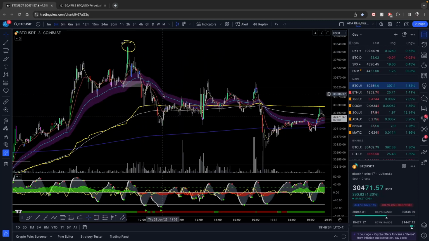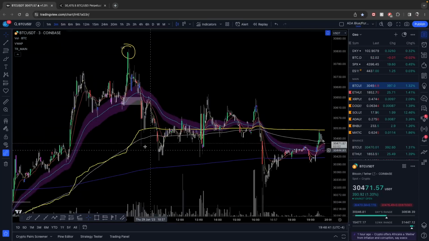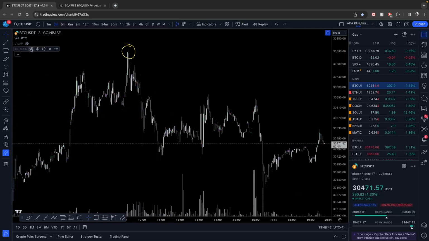Now, this indicator, guys, this one with the purple, let me hide it so you guys can see. There's a lot going on here. Let me hide my Market Cipher B. Let me hide the VWAP. There's a lot going on here, okay?